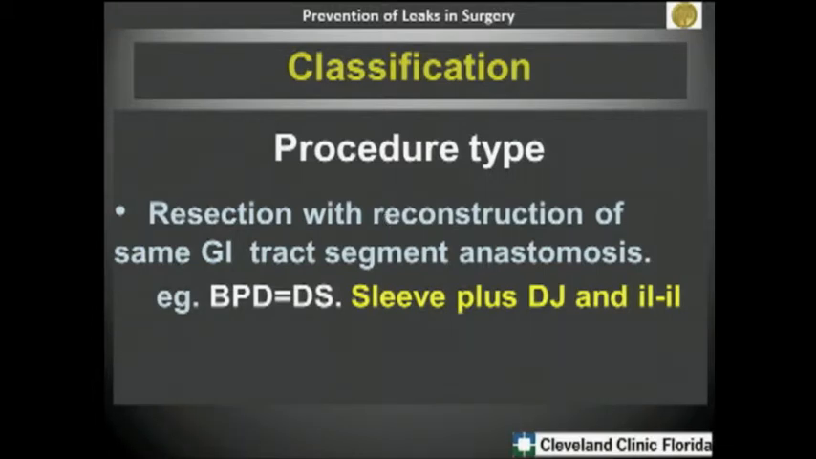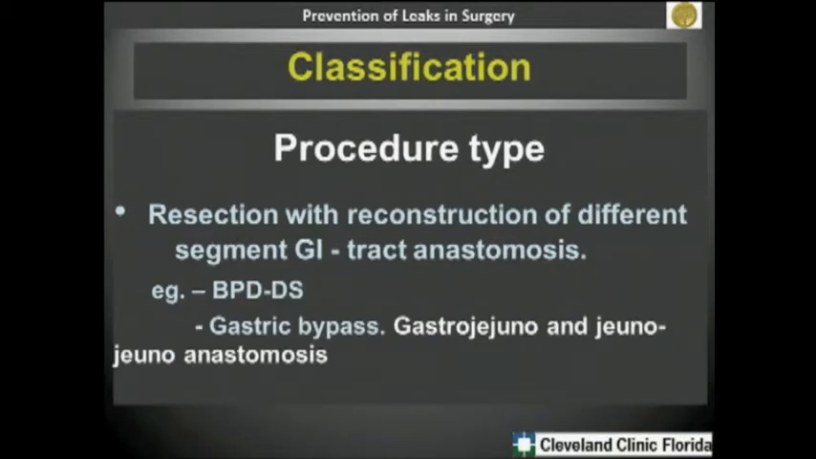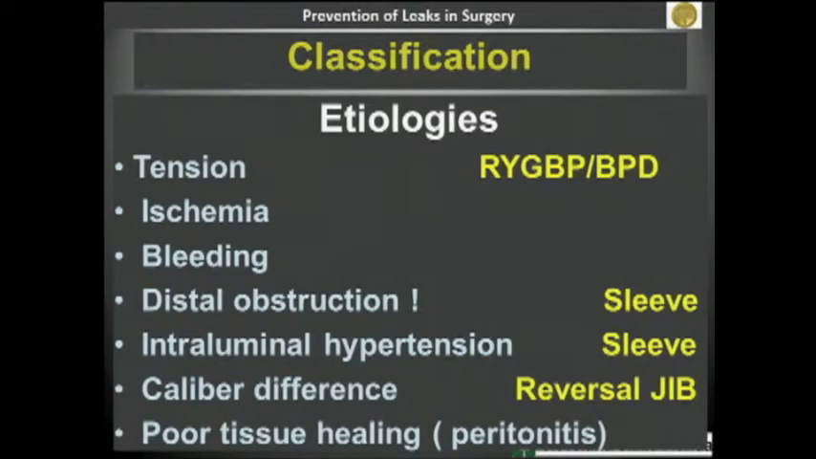I tried to put a little bit of effort into this topic because if you search for preventing leaks in the literature, you're going to find nothing. So my apology for not having a reference there. Resections with reconstruction of different segments of the GI tract could also be the BPD-DS and the gastrojejunal, jejunojejunal anastomosis.